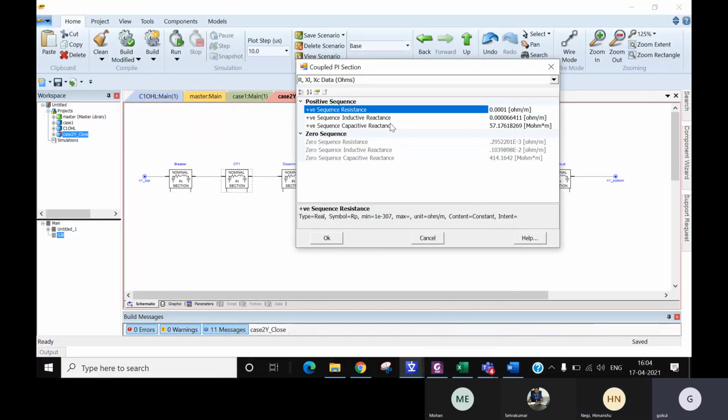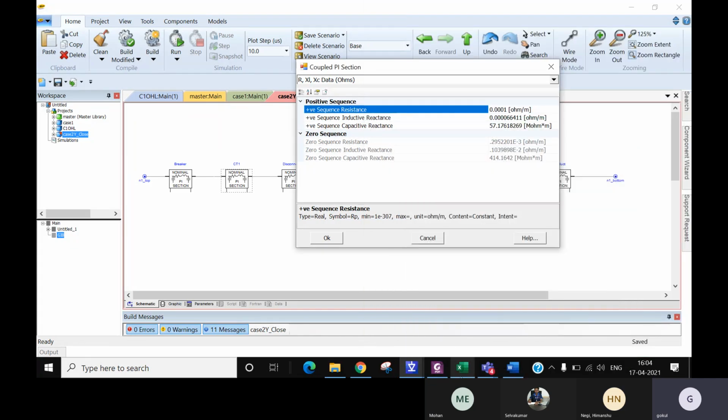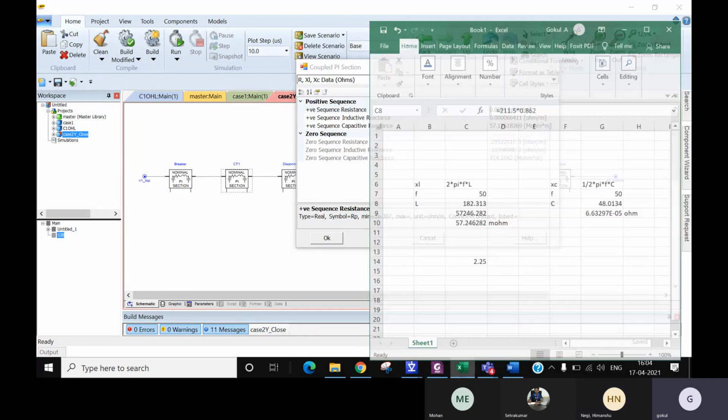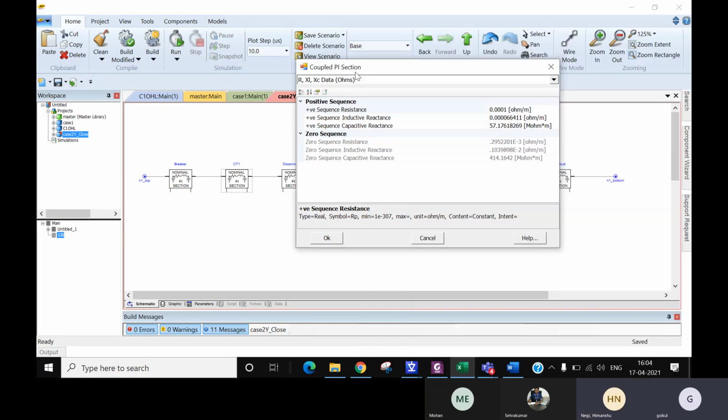Then the XC is easy. The inductive reactance and capacitive reactance: XC is equal to 1 over 2 pi fC. If you got 6.63 ohms, which is 10 to the power minus 5, the same thing I have given. If you convert to ohm per meter, then you can give it as 0.000, something like that. So this is how you have to calculate.